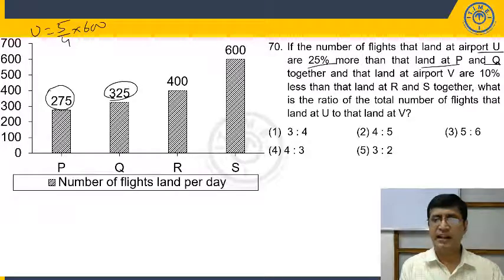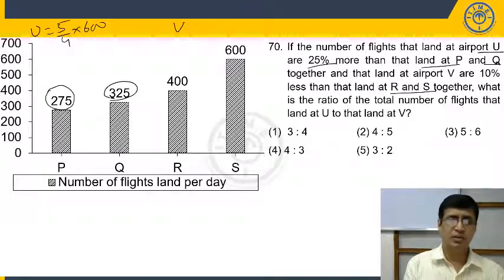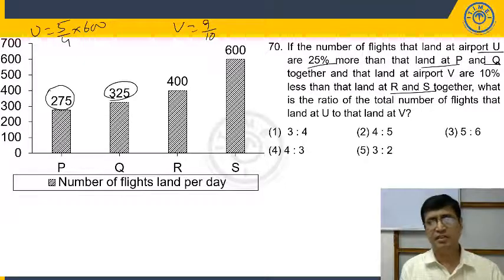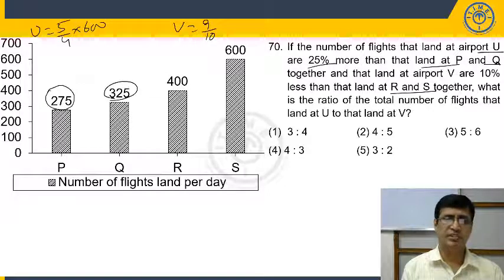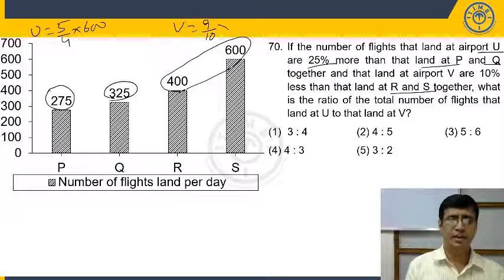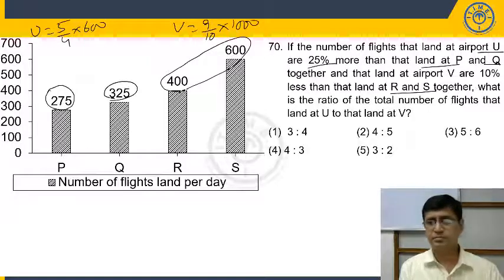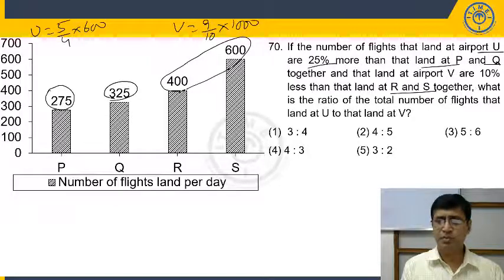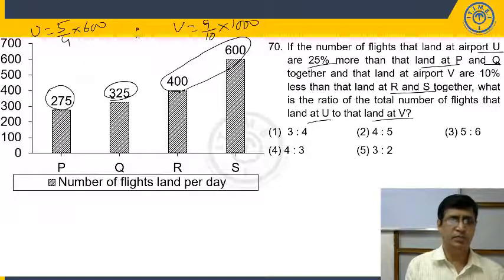And the flights that land at V are 10% less than that of R and S together. So 10% less means 90%. So 90% means 90 by 100, 9 by 10. R and S together means 600 plus 400. It is 1000. What is the ratio of the total number of flights that land at U to that of V? So we need to find the ratio of these two numbers.